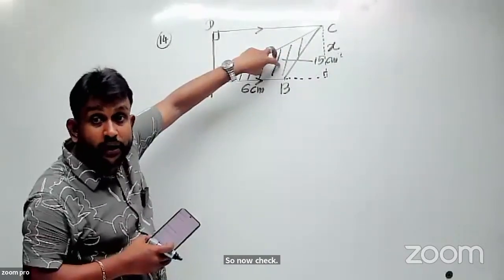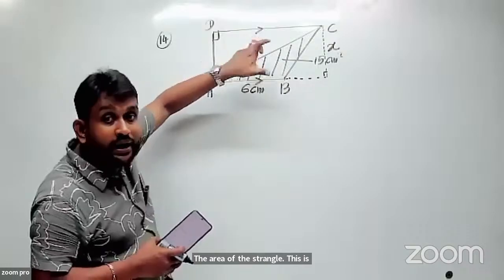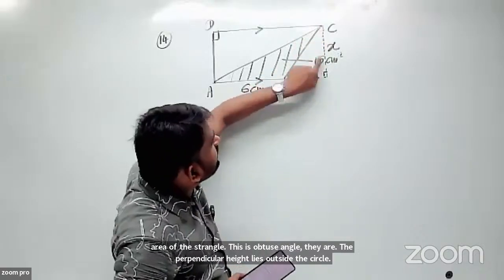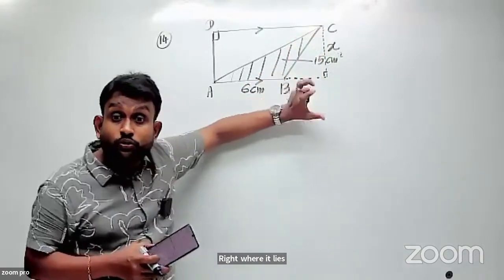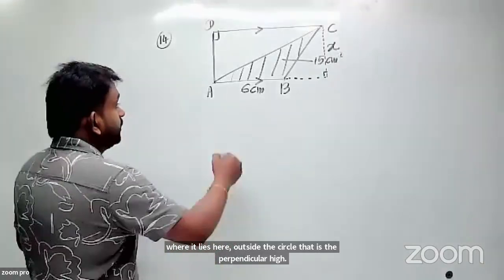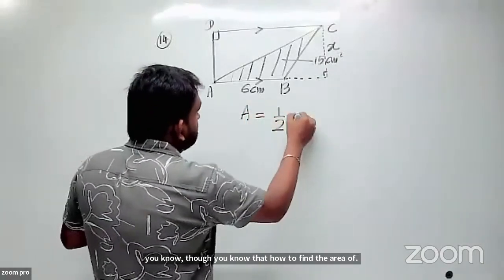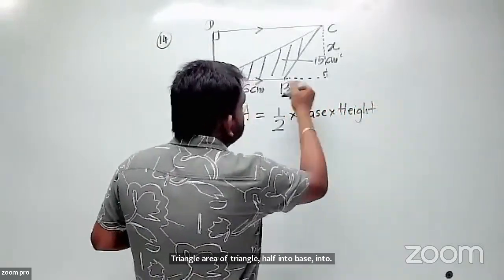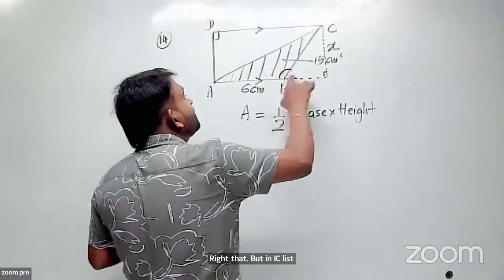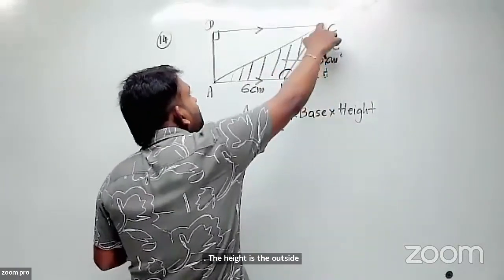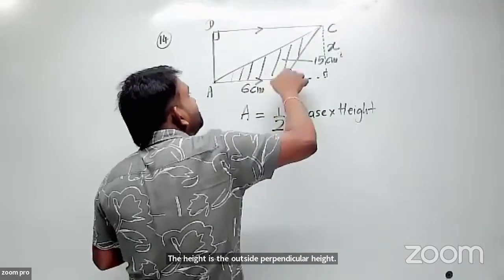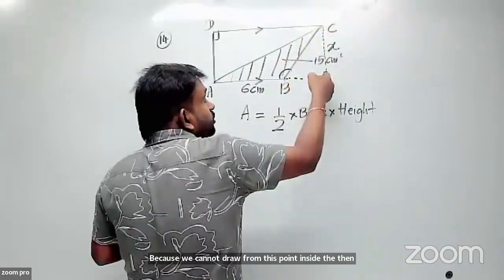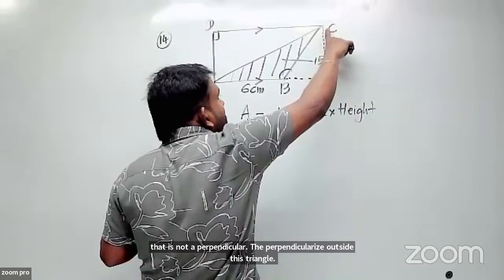This is an obtuse angle triangle. There, the perpendicular height lies outside the triangle, right? Where it lies here outside, that is the perpendicular height. So you know how to find the area of a triangle. Area of a triangle equals half into base into height, right? But in an obtuse angle triangle, the height is the outside perpendicular height, because we cannot draw from this point to this side inside, then that is not a perpendicular. The perpendicular lies outside this triangle. So that is the perpendicular height of the triangle.